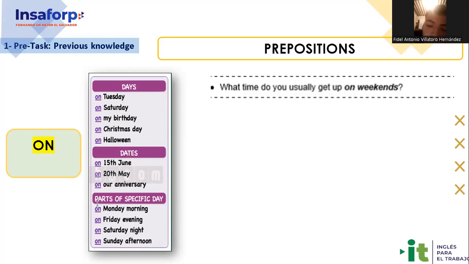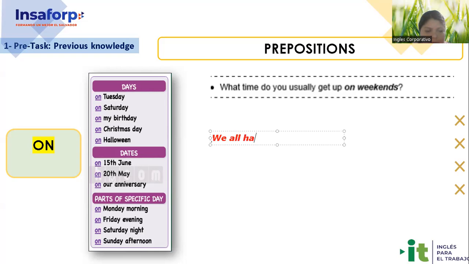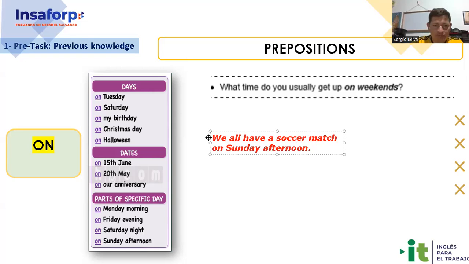So we were talking about this, so that we go from general to specific, and we have parts of a specific day, right? A Monday morning, on Friday evening, on Saturday night, and Sunday afternoon. For example, let's say we all have a soccer match on Sunday afternoon, for example. Rest on Monday morning. So the idea is that you're being specific, right? So you're mentioning a part of a specific day. Entonces, mencionando parte de un día en específico. So that would be the difference.